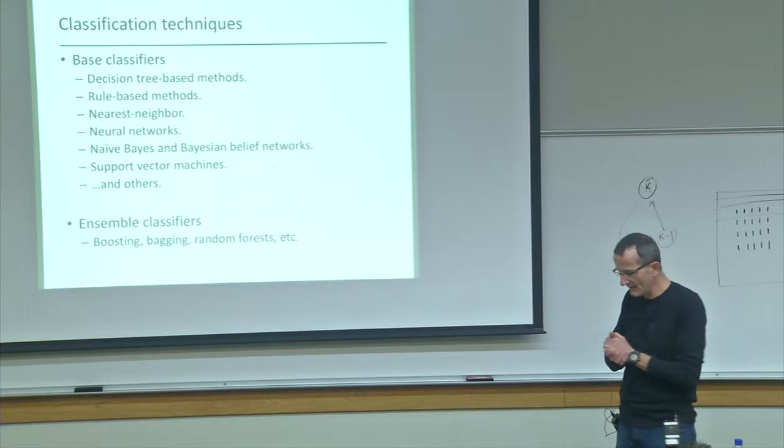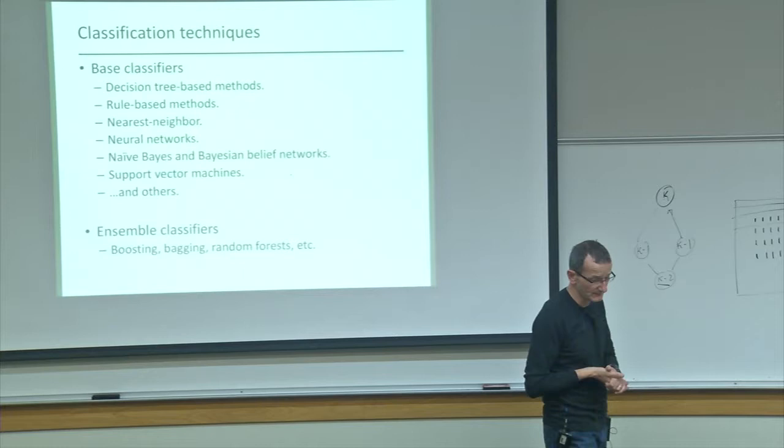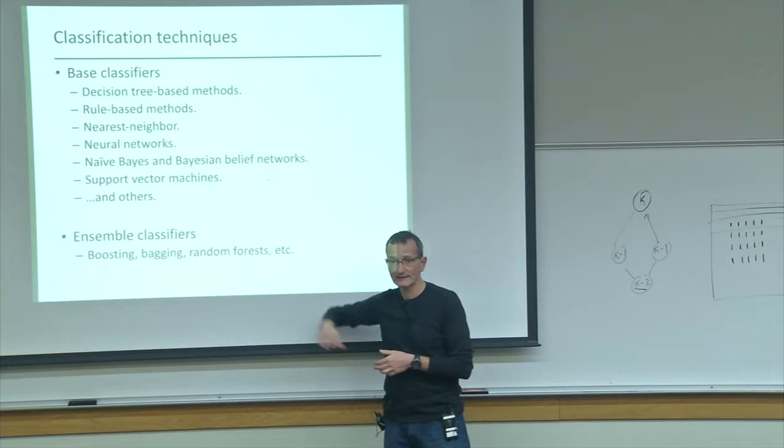So there are a whole slew of different methods that have been developed for solving the classification problem, right? We have decision trees, rule-based, nearest neighbor, neural networks, a bunch of Bayes-based methods, support vector machines and others. And there are a set of meta-learners or ensemble learner classifiers that have been developed, right?